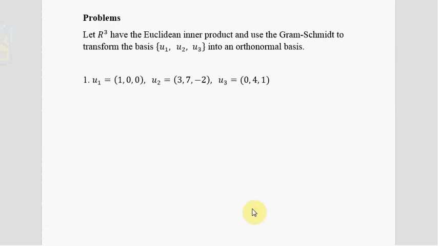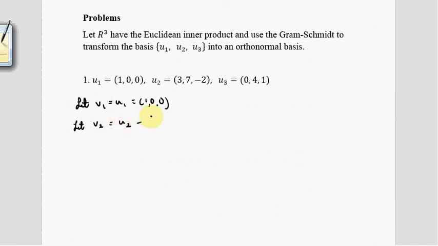Now let's look at this problem here. So the first thing we do is let v sub 1 equal u sub 1, so that's 1, 0, 0. And then, secondly, let v sub 2, which we're looking for, be equal to u sub 2 minus the inner product of u sub 2 with v sub 1 all over the norm of v sub 1 squared times v sub 1.